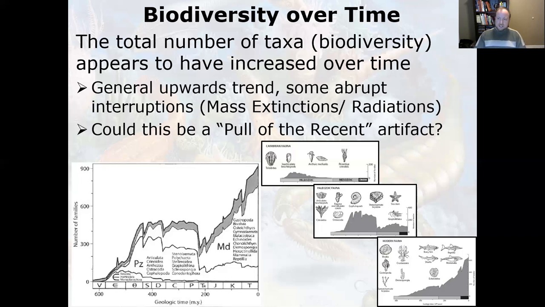There's less rock exposure. It makes it a lot trickier. There's more of those artifacts that we've been talking about all semester that you have to remove. So if you want to understand these communities, most people tend to look at the communities that are a little bit more intact, a little bit less disturbed. And so there's definitely this bias. How much of this curve is the result of that pull of the recent is definitely debatable. But I think the trend is really not. The trend is probably real. That general increase in biodiversity over time is real.